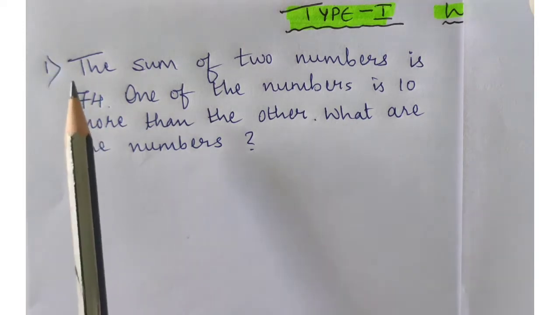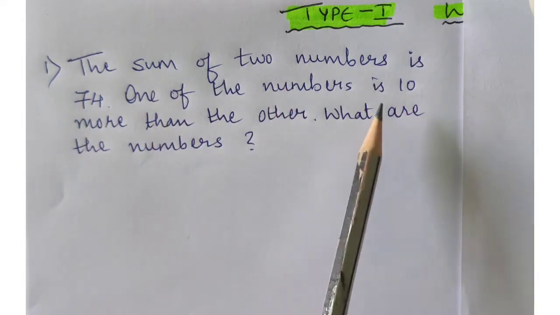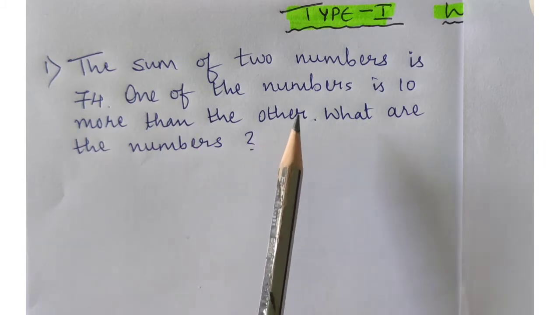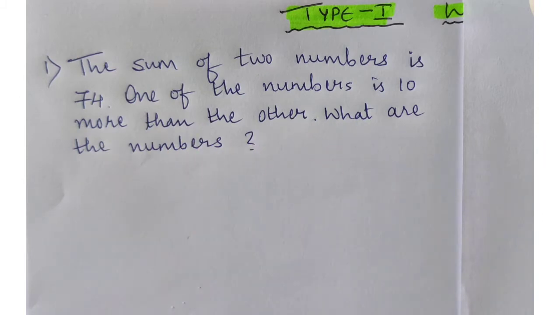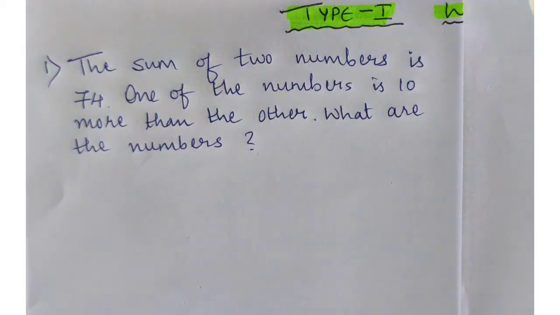Let us read it out. The sum of two numbers is 74. One of the numbers is 10 more than the other. What are the numbers? Now if you read this problem, we understand that we don't know either of the two numbers. There are two numbers. After adding these two numbers, the answer is 74. But we don't know both the numbers. So how do we begin with it?